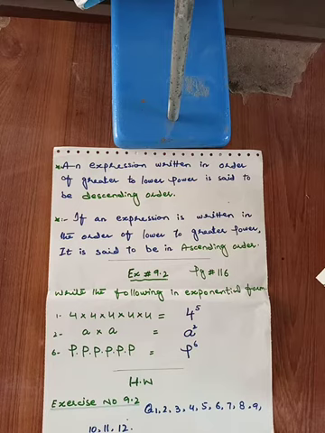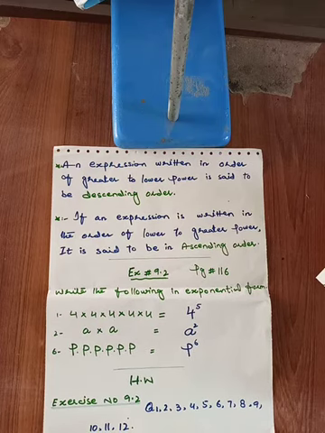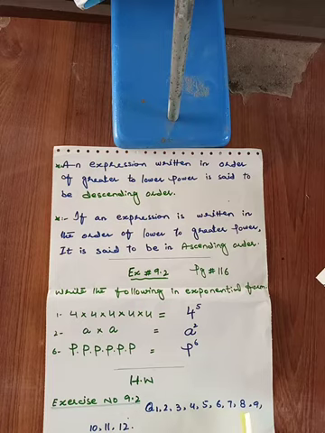Right students? Understood? Okay, now your homework is exercise 9.2, question number 1, 2, 3, 4, 5, 6, 7, 8, 9, 10, 11 to 12.